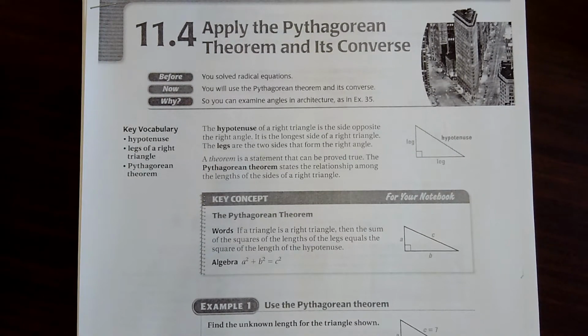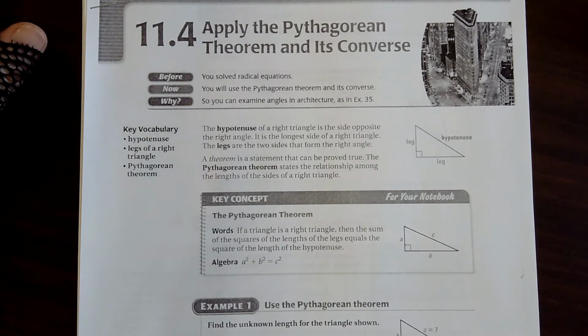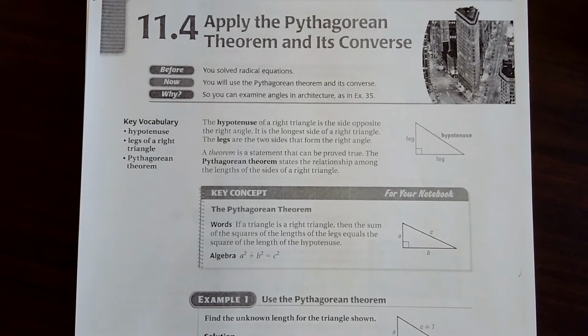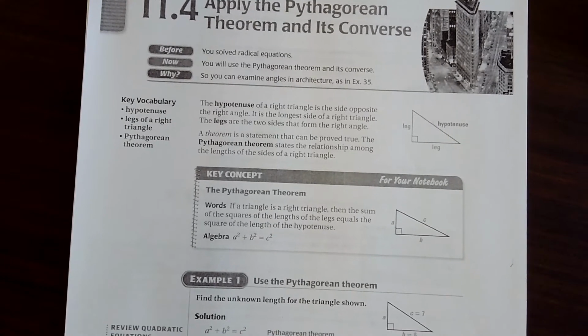Hey students, 11.4, apply the Pythagorean theorem and its converse. Okay, so you guys have heard about the Pythagorean theorem. It's famous, it's used all the time, in buildings, everywhere. Even this school used the Pythagorean theorem to get those 90-degree angles. So we're going to go through it real quick.